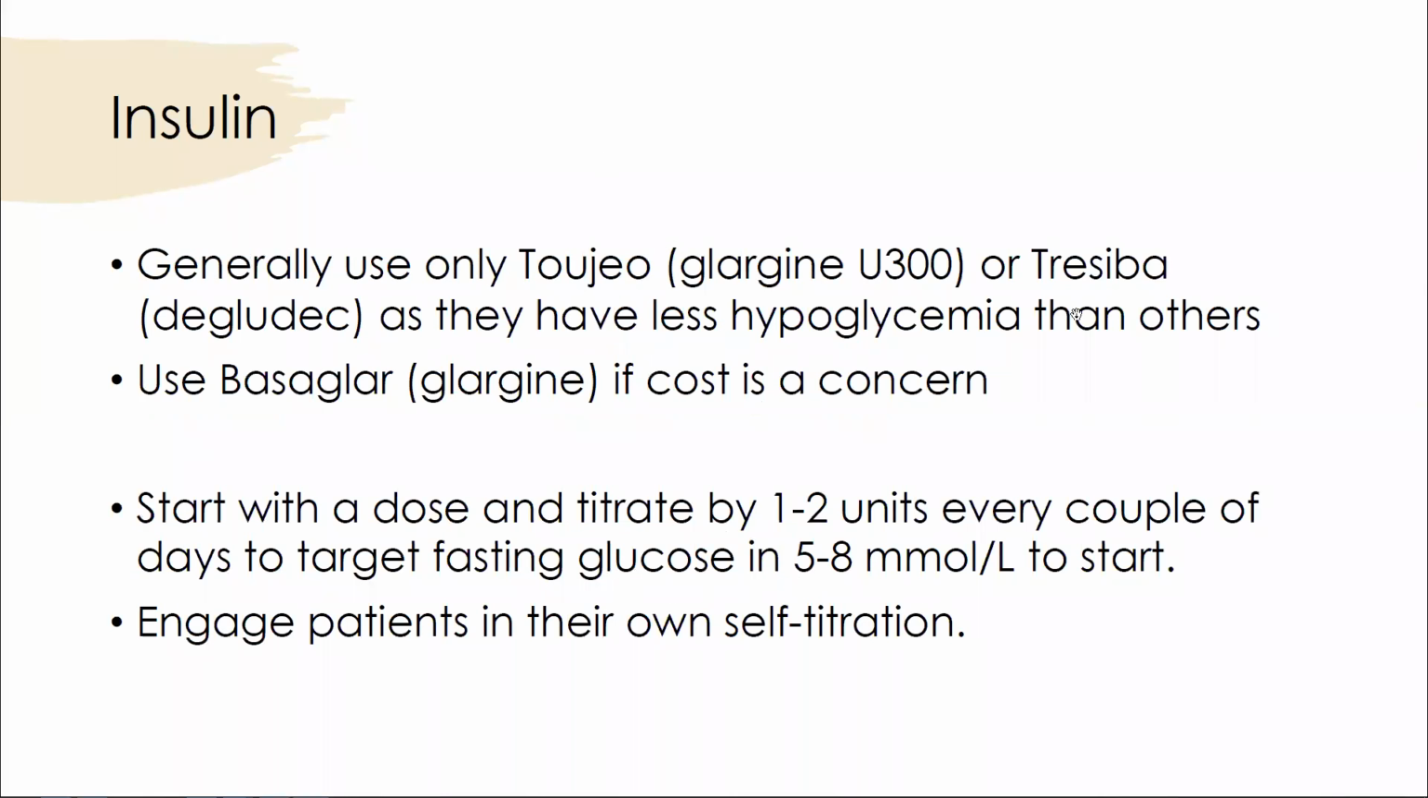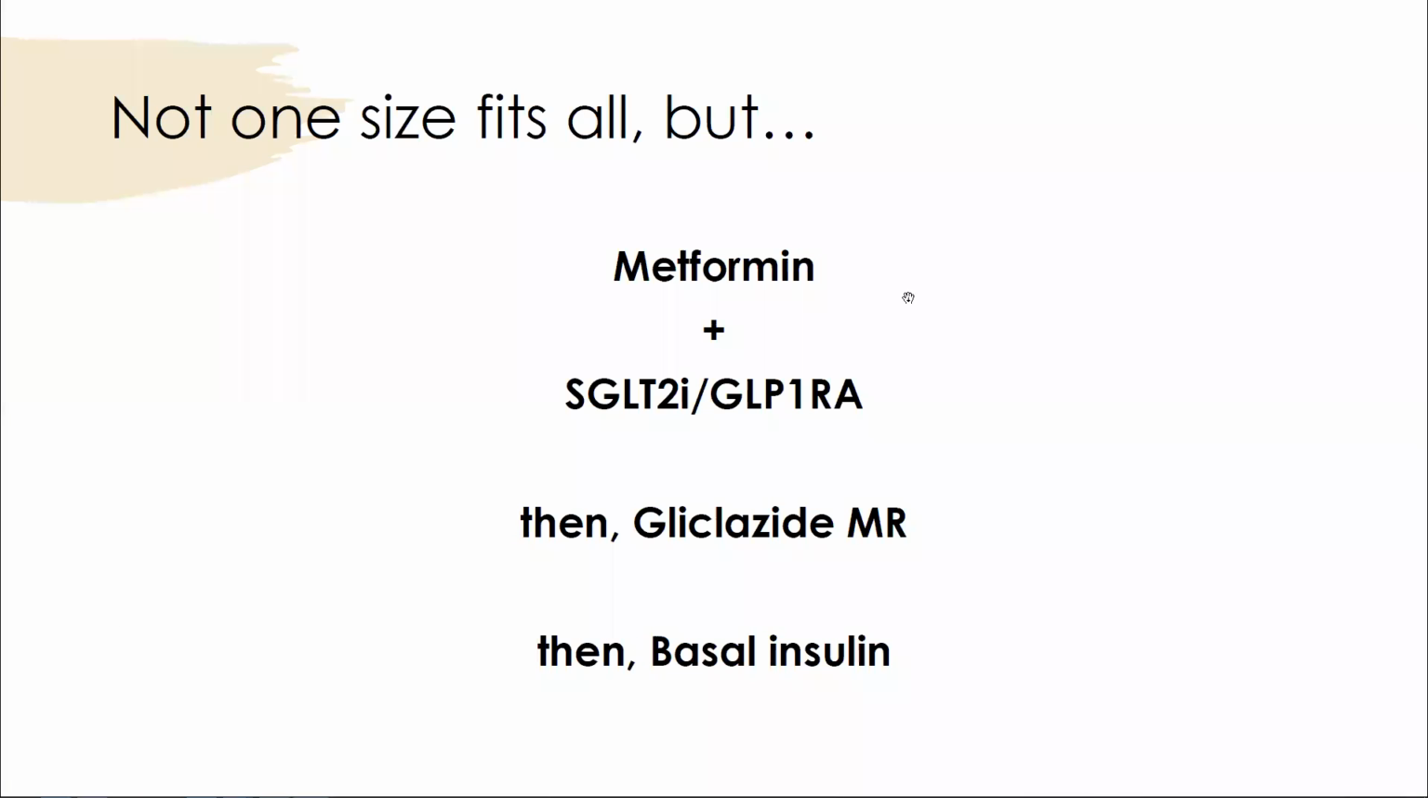I suggest usually using only Toujeo or Tresiba. They're both covered and they have less hypoglycemia than the others. Basaglar is the cheapest of them though per unit cost, so if cost is a concern, that would be the one to use. Titrate 1 to 2 units every couple of days to get the target glucose down to 5 to 8. Try to engage patients in their own self-titration. It's something they can control, so give them some advice about this, and it's a very good thing to do. Maybe they do it a little bit slower if they're afraid of the lows or something like that, but engaging patients in their own self-titration, I think, is important.